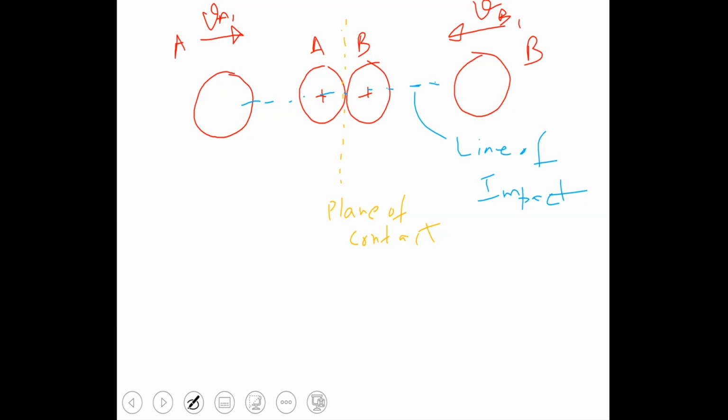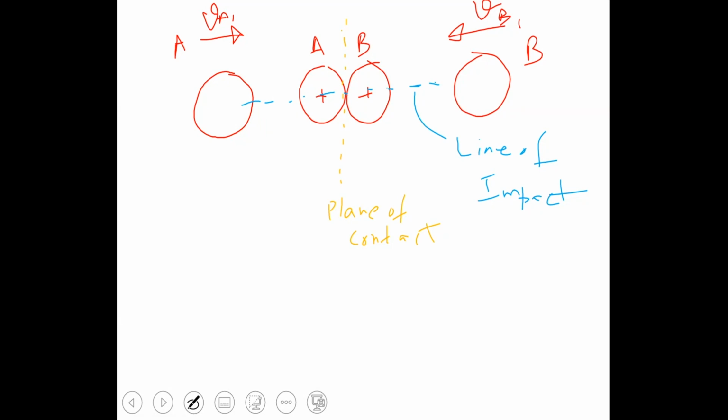Okay, now how are you going to differentiate between central and oblique impact, because the procedure for analysis of both types of impact is different from each other. So first of all you need to identify which category this impact falls in, and then accordingly we can apply its mathematics and its equations.